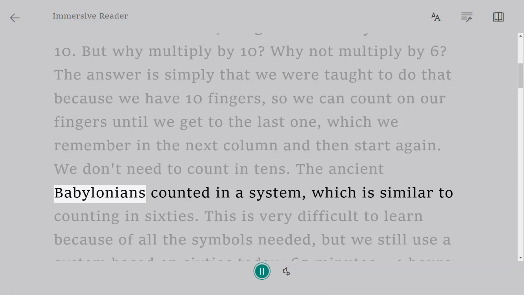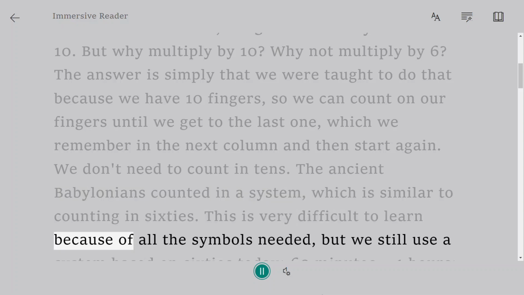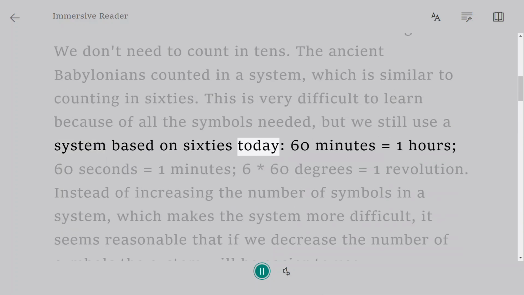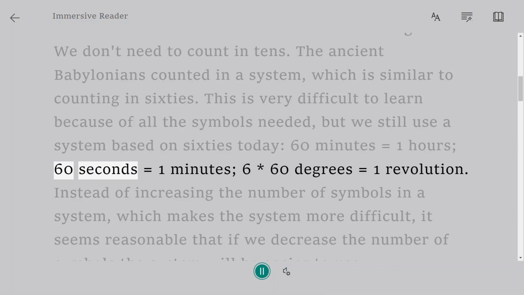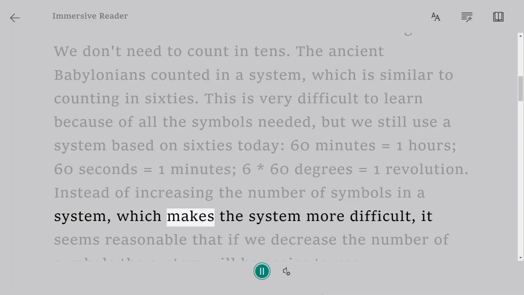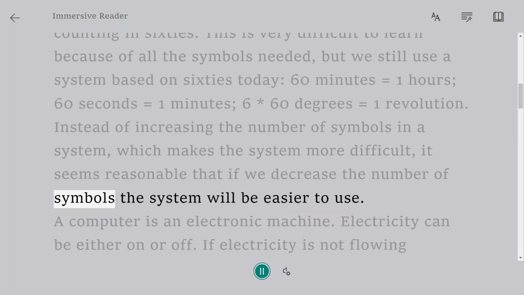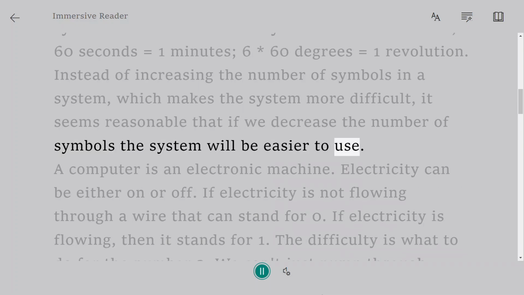The ancient Babylonians counted in a system which is similar to counting in sixties. This is very difficult to learn because of all the symbols needed, but we still use a system based on sixties today. 60 minutes equals 1 hour, 60 seconds equals 1 minute, 6 by 60 degrees equals 1 revolution. Instead of increasing the number of symbols in a system, which makes the system more difficult, it seems reasonable that if we decrease the number of symbols the system will be easier to use.